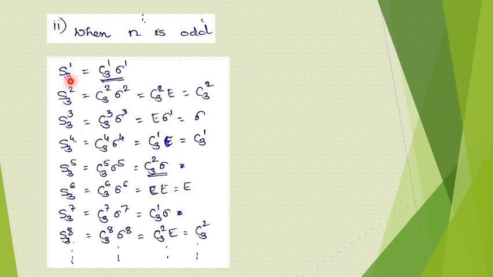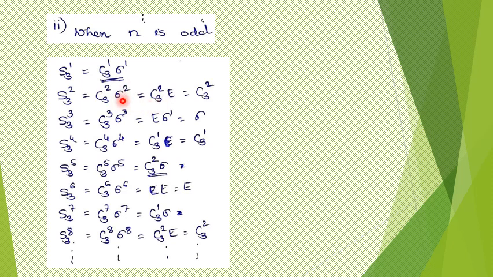Fine. Now S3^1, by definition, can be written as C3^1 into sigma^1. This cannot be further simplified, so I leave it as it is. Next, S3^2 can be written as C3^2 into sigma^2. S3^2 means 2 times rotation, 2 times reflection. C3^2 cannot be further simplified, so I leave it as C3^2 itself.